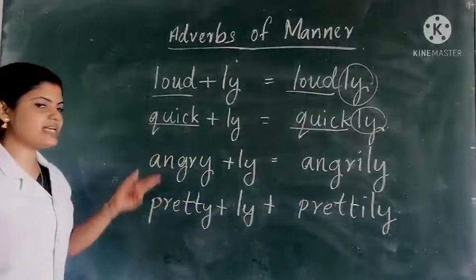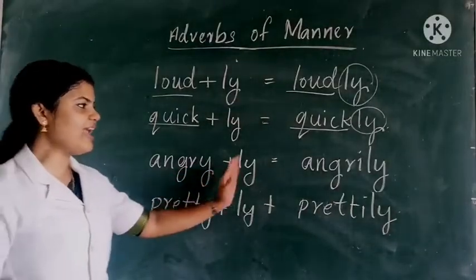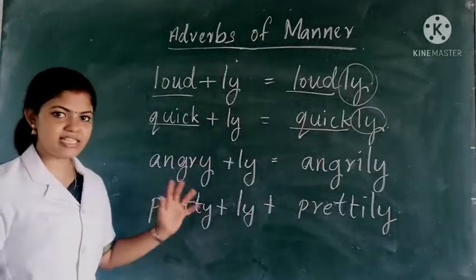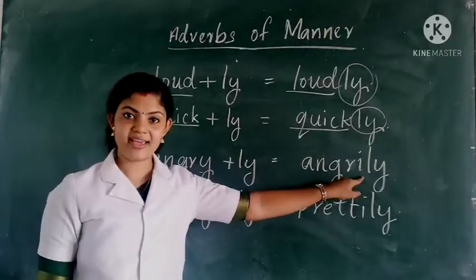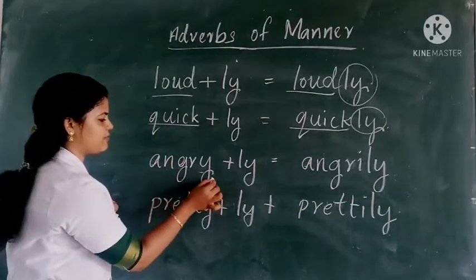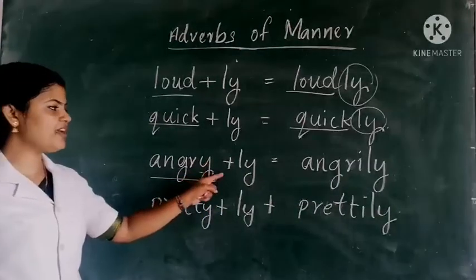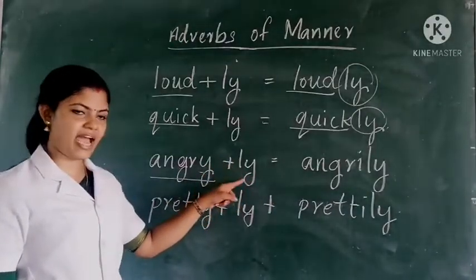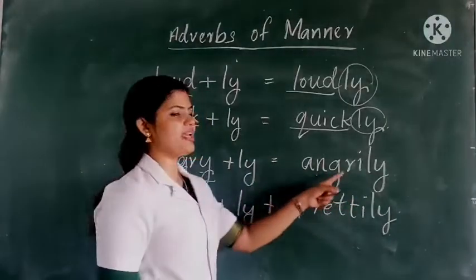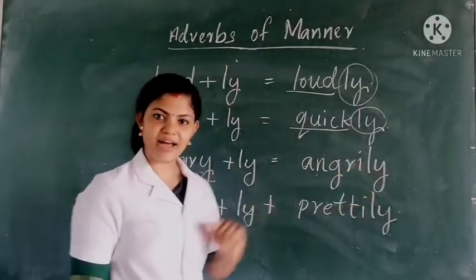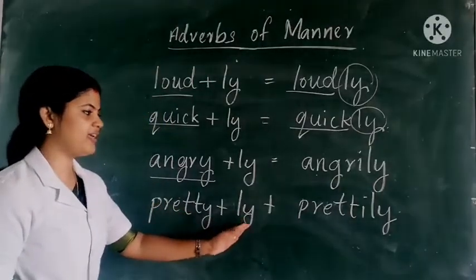But see, in these words, let's see what will happen. Angry plus ly, angrily. Is there any spelling change? Yes, this y changed into i. The first base word is angry, A-N-G-R-Y. But when we add ly to make it an adverb, the y changed into i: A-N-G-R-I-L-Y, angrily. See the next one, pretty plus ly, prettily.